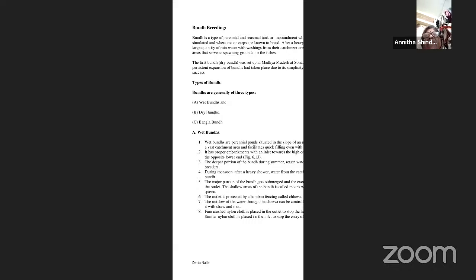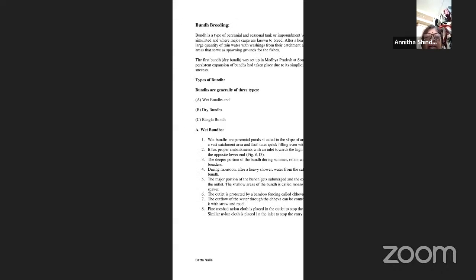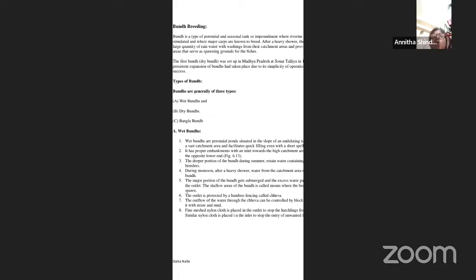So it has one inlet and one outlet, and in the middle it has a deeper portion where the breeding will take place. During the monsoon the water from the catchment will rush into the bund, and the major portion of it will get submerged. The shallow area of the bund is called the mounds, and the outlet is protected by a bamboo fencing called cheva. So this is how the wet bund is constructed.